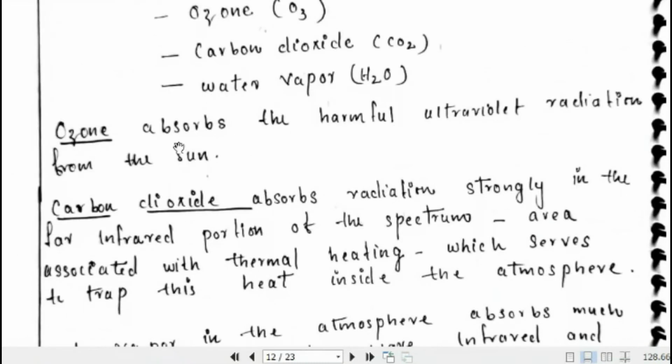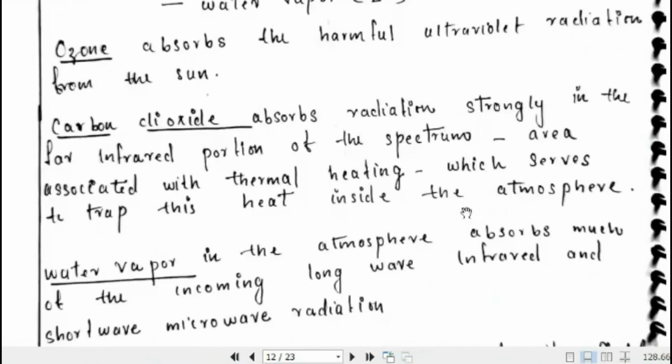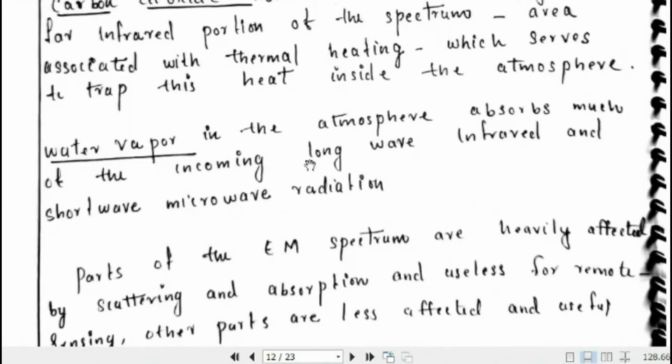The ozone absorbs the harmful ultraviolet radiation from the sun. Carbon dioxide absorbs radiation strongly in the infrared portion of the spectrum, the area associated with thermal heating, which serves to trap heat inside the atmosphere. Then water vapor in the atmosphere absorbs much of the incoming long wave infrared and short wave microwave radiation.